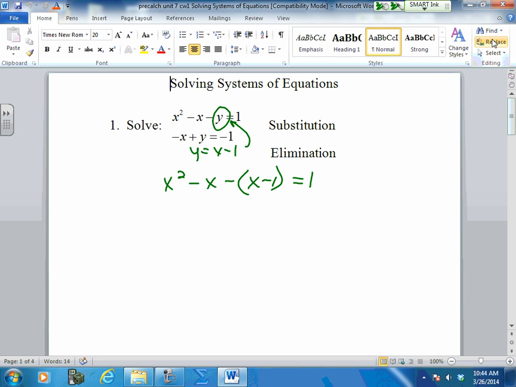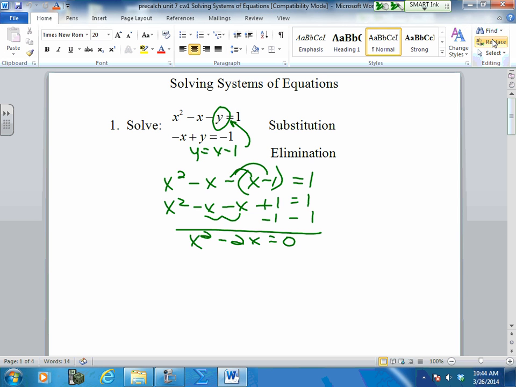So now we distribute. We get -x plus 1. We get everything to one side. We combine these. Isn't this where we were before? x squared minus 2x equals 0? Same place. We were at the same place before. That's your substitution also. Okay with that?